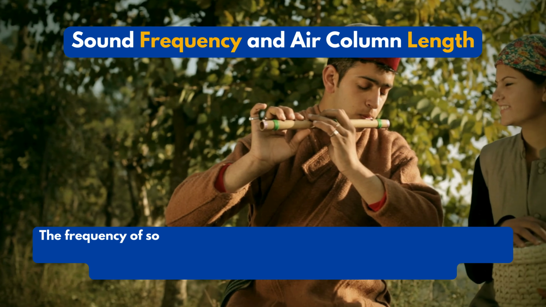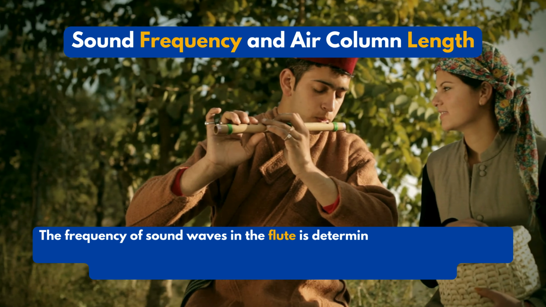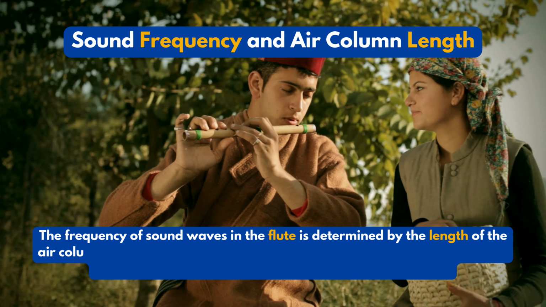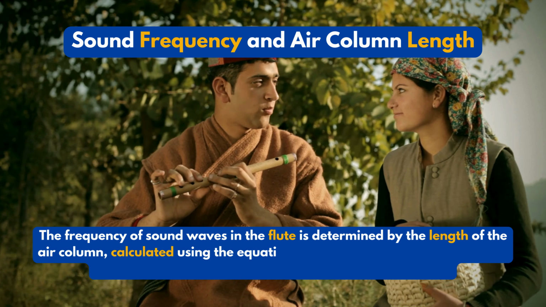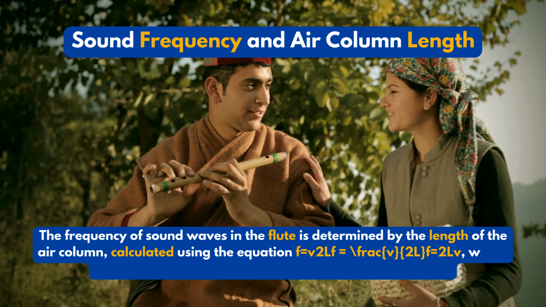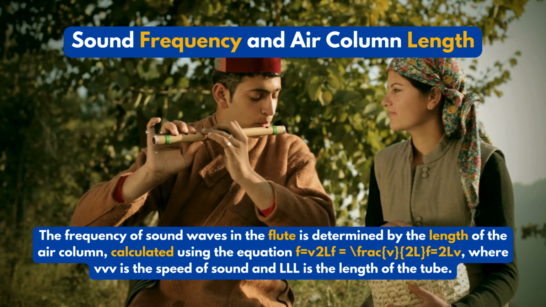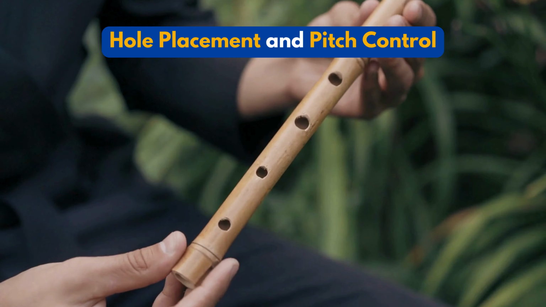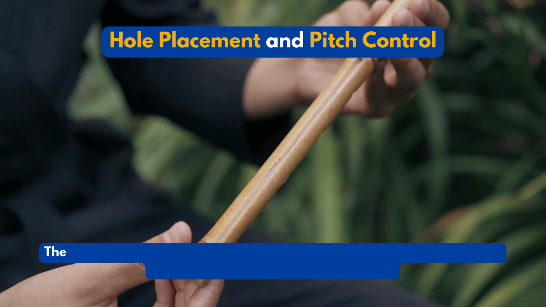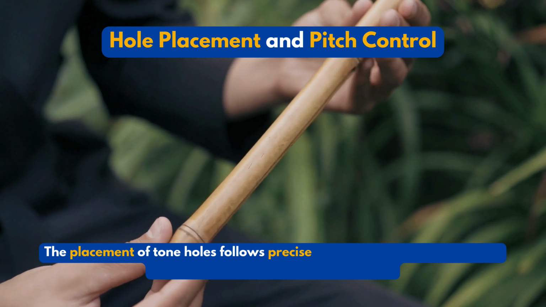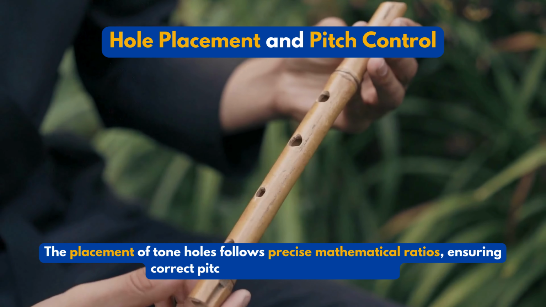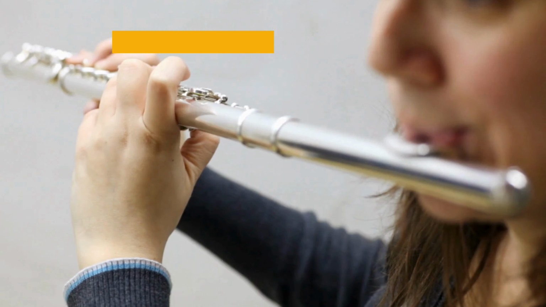The frequency of sound waves in the flute is determined by the length of the air column, calculated using the equation f = v/2L, where v is the speed of sound and L is the length of the tube. Hole placement and pitch control. The placement of tone holes follows precise mathematical ratios, ensuring correct pitch transitions between notes.